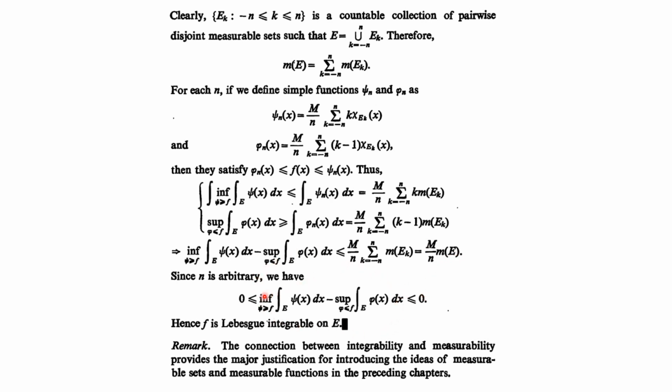Now also we know that upper minus lower is greater than or equal to 0. So this number should be equal to 0. That means the upper Lebesgue integral is the same as the lower Lebesgue integral. So this implies our function is Lebesgue integrable over E. Okay, so this theorem is a very important theorem because it gives us the connection between integrability and measurability. Okay, this is also important from the point of view of what follows.